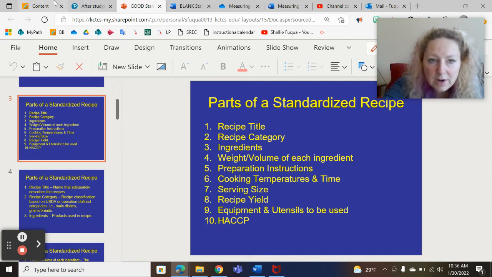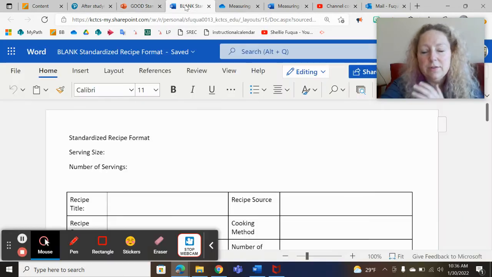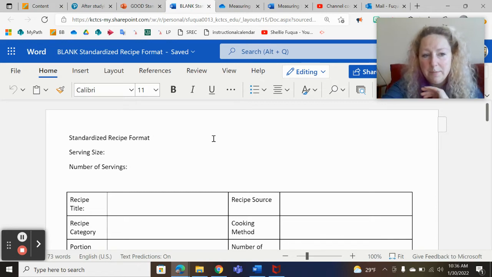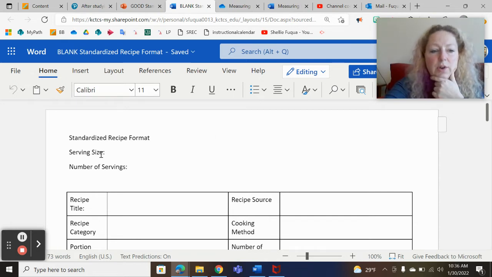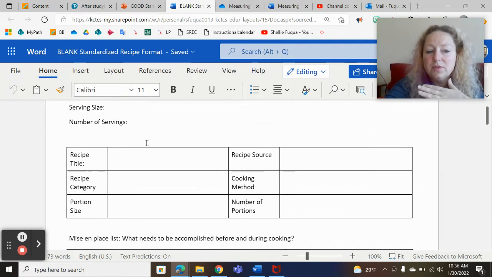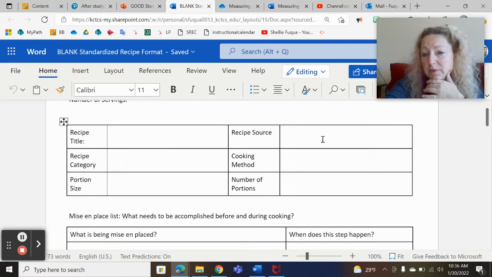So let me show you here a copy of a blank standardized recipe, and I will give you access to both this PowerPoint and the recipe format. A blank standardized recipe format is going to differ from place to place. This is the one I use with my students. So the serving size, number of servings, the recipe title, recipe source. If you made it, it would be self. If you got it from the internet, you would just post a link here.